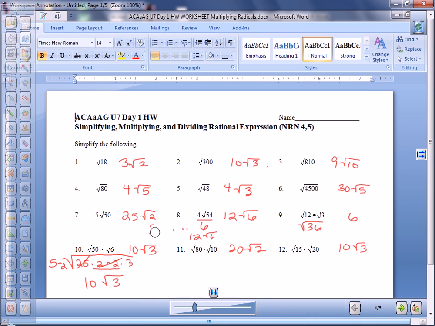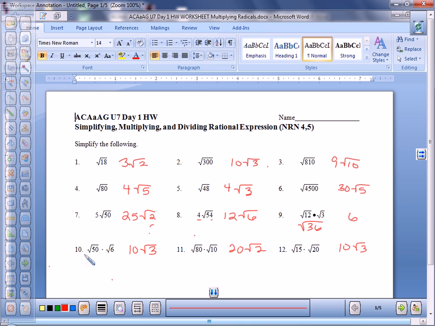Okay, what was the other one? Number 10. Okay, number 10 they asked for last period too. So let's take a look at number 10. We could multiply these together. That is the easiest way to do it. Let's multiply these together, and we get 300. So it breaks up into 100 times 3, and the square root of 100 is 10, so it's 10 root 3. That's the easiest way to do that one. It's always great if you can pick the easiest method.